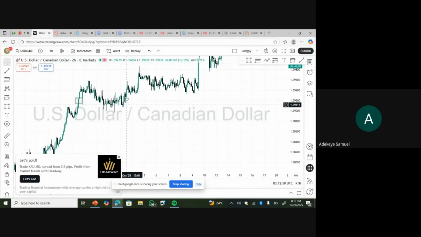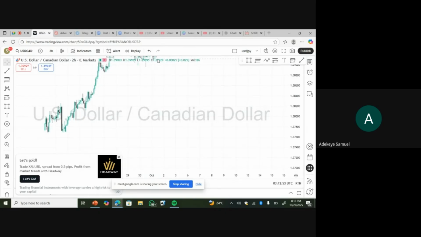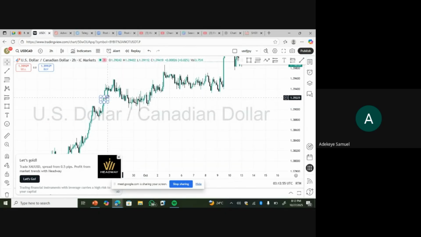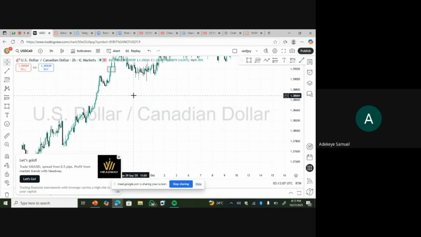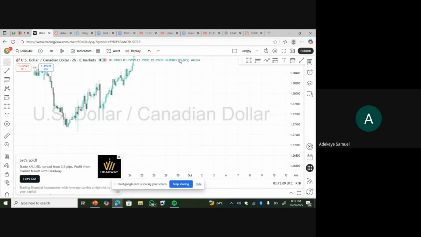All right. Now let me show you another one. You can see after this, the market moves up, then later comes back to this fair value gap. Can you see it? We come back to this fair value gap before another proper move. Now let me show you another one here.